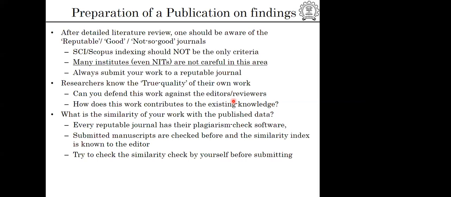Based on that, you should write a manuscript and submit it to good reputable journals. So that is one of the key things I want to highlight here: SCI and Scopus indexing alone is not a criterion. Believe me, we are rejecting a lot of applications from NITs from this point of view.